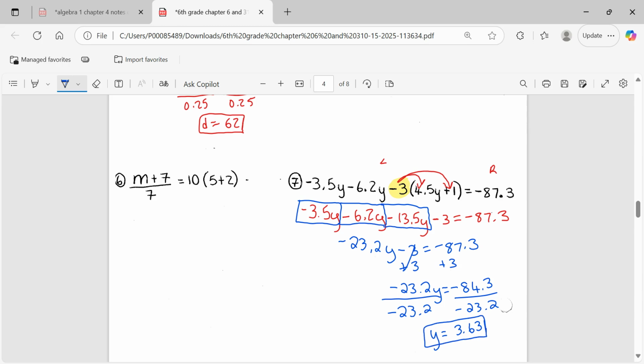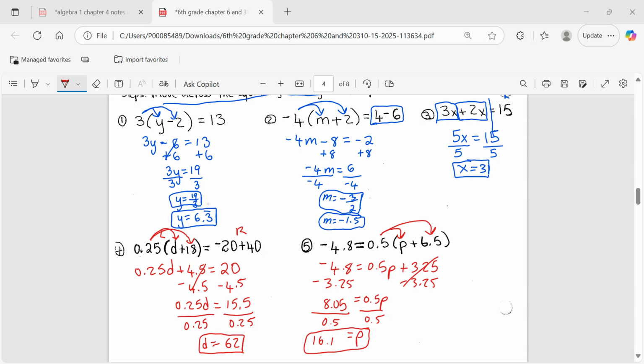Now I'm going to pause, and I want you to go ahead and try the other problems and see what you can do. Right, so number 2, you would have distributed the -4 first, keep that in mind. So you would have gotten -4m minus 8 equals 4 minus 6, which is -2. Then you add 8 on both sides. -4m is equal to 6. Divide both sides by -4. You could have that improper fraction, -3/2, or -1.5.